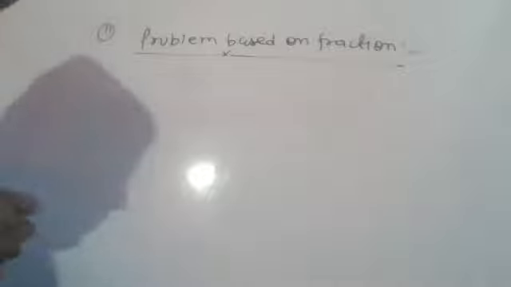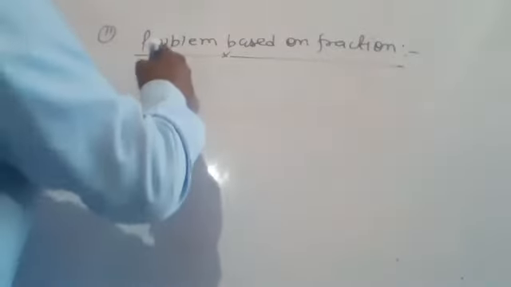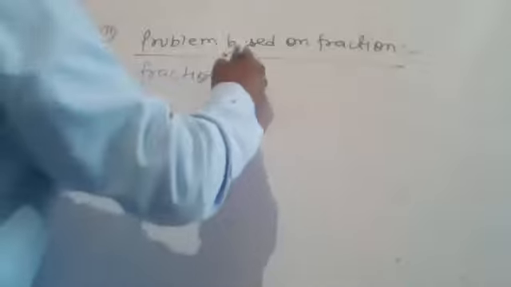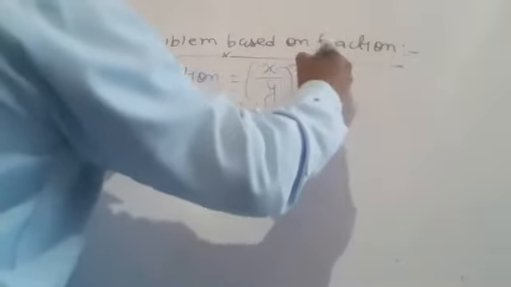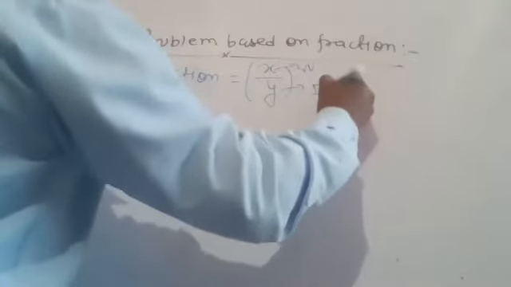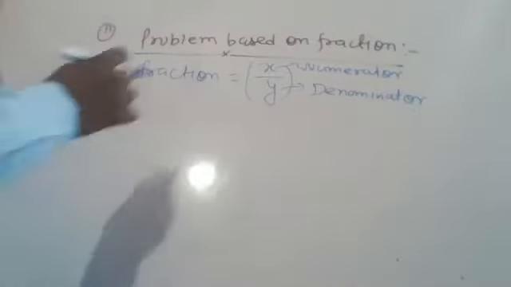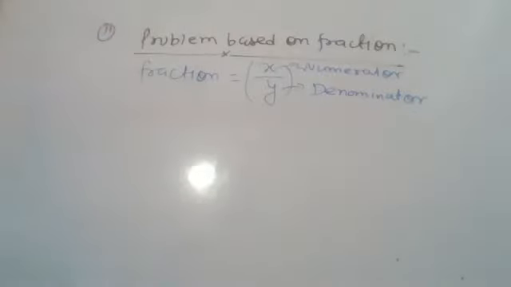When we talk about problems based on fractions, as you know very well, in a fraction there is a numerator and denominator. So let this one be the numerator, and this one is what, beta? Denominator. So a fraction consists of a numerator and denominator, and it can be expressed as x upon y. So we are going to talk about the problem based on fractions, everyone.